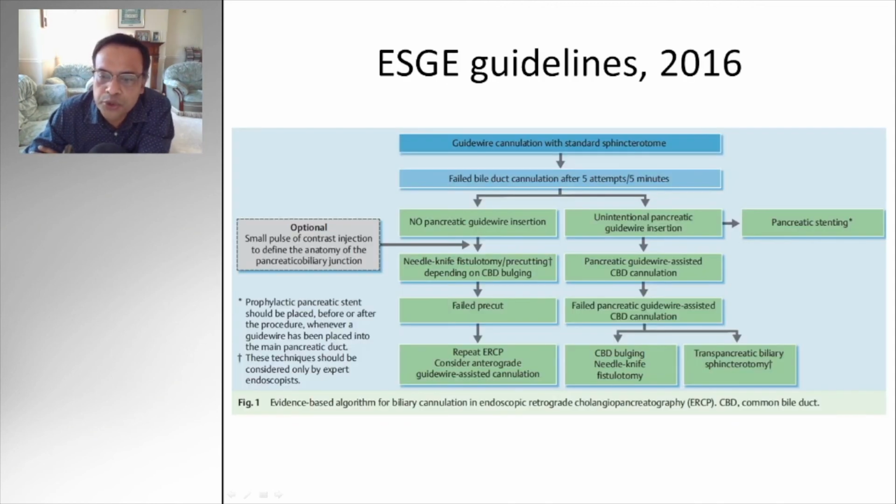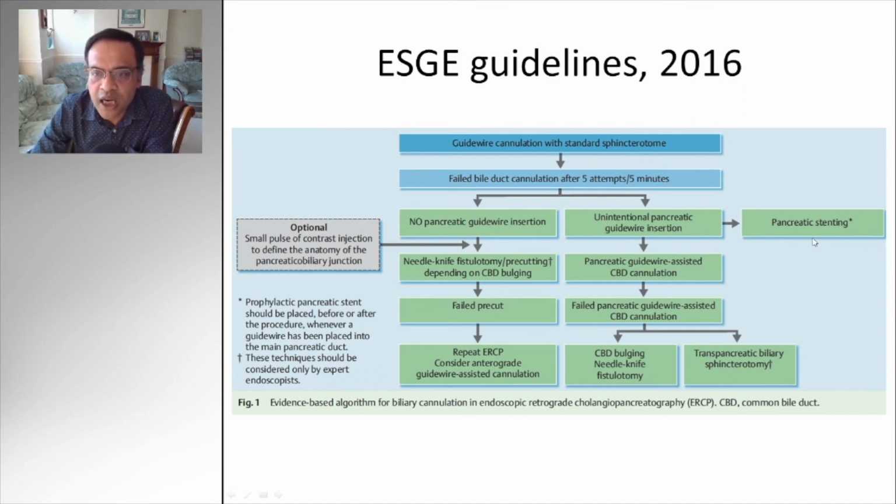So when do we use these advanced techniques to enter the bile duct? Well, the ESGE guidelines from 2016 help us to decide. We should first of all use standard techniques to achieve biliary cannulation. If we fail to do so after 5 attempts or after 5 minutes, we should then move on to one of these more advanced techniques. If there is a wire in the pancreatic duct placed unintentionally, we should consider pancreatic stenting either immediately or at the end of the procedure.